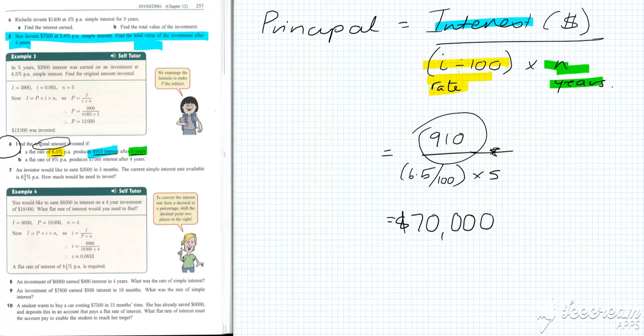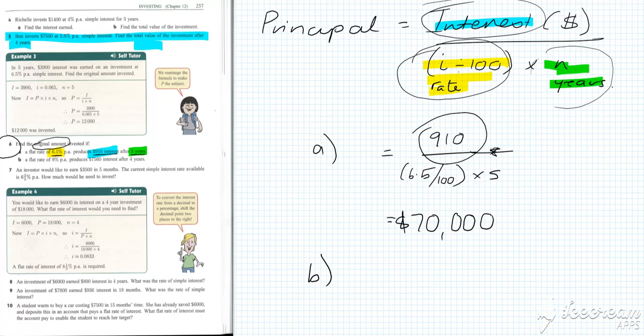That's our answer. So I'd like you to follow that process to give B a go. So we're going to have the money amount on top. We're going to have our years down the bottom. We're going to have our percentage rate down there as well. And then we're going to make sure we divide that by 100. Give 6B a go.